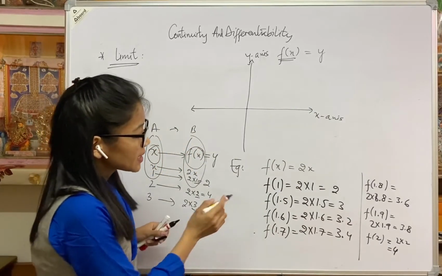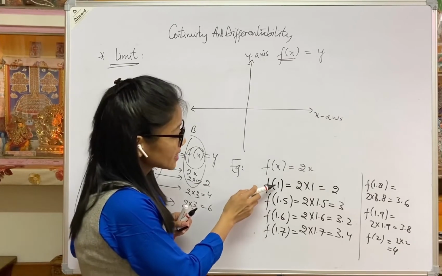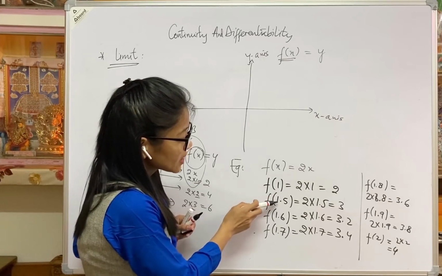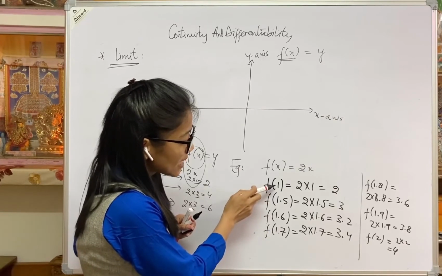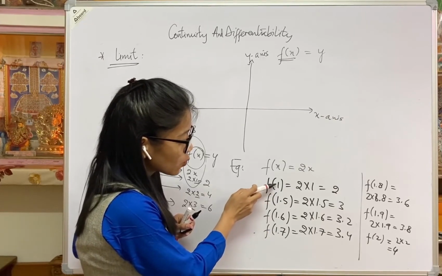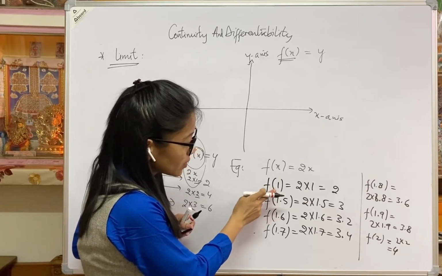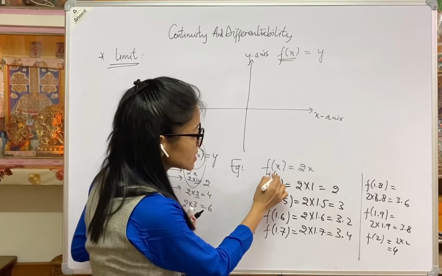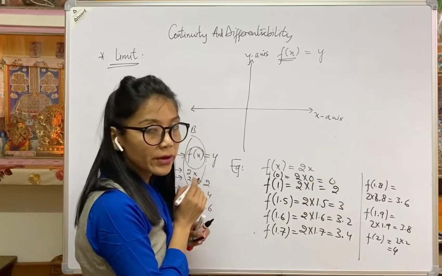Now you can see, at first I had taken x equal to 1, then I had taken 1.5, then 1.6, which means I'm moving my x starting from 1. Now you can see x is 1.5, or you can here also consider f(0), that is 2 into 0, which is equal to 0.